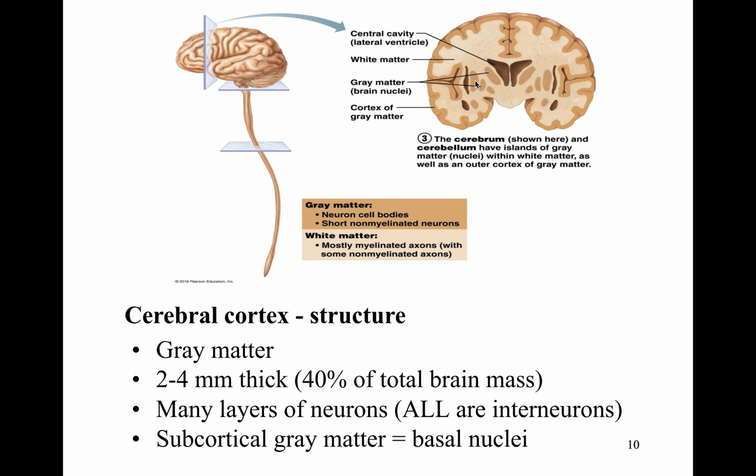So when we're talking about gray matter of our cerebral hemispheres, we're either talking about the cerebral cortex or we're talking about subcortical gray matter, in which case we're referring to any gray matter or islands of gray matter that exist throughout our white matter. Those are known as basal nuclei.